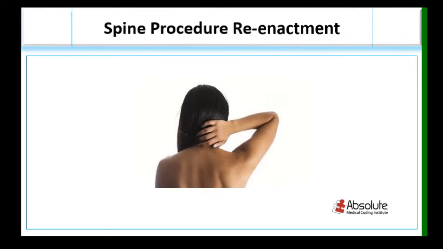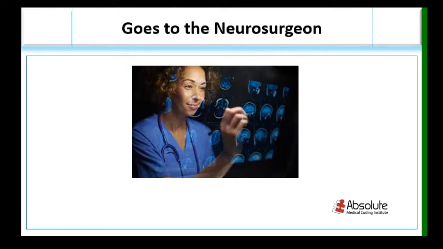I'd like to explain these spine procedures by doing a reenactment. So come on, work with me on this one. All right, we've got a patient who is complaining of neck pain that radiates down to her arm. She was referred to the neurosurgeon. So she goes to see the neurosurgeon.